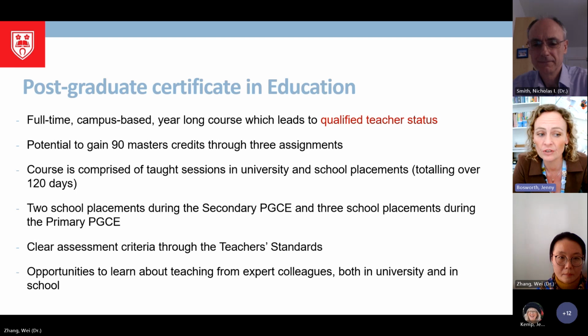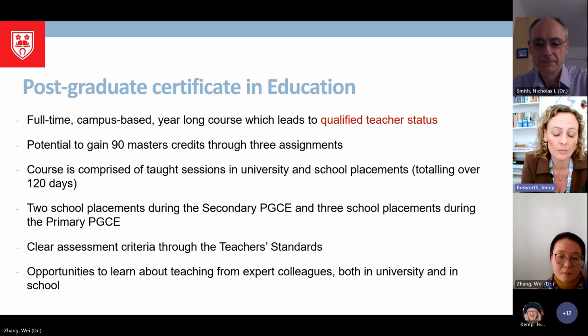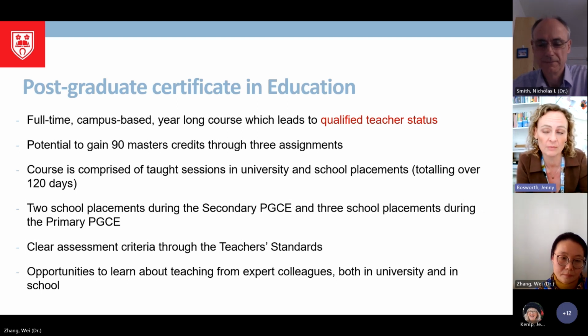If you choose to do the primary PGCE, that would encompass working with children who are as young as 5 to 11, and you would do 3 placements across the year, one in the autumn term, which is from September to December, and then one in the spring term, which we're currently in, and then one in the summer term, and those placements vary slightly in length. If you chose to do the secondary PGCE, which is around a particular subject area, you would do 2 school placements, which are slightly longer but span the same amount of time as a total.